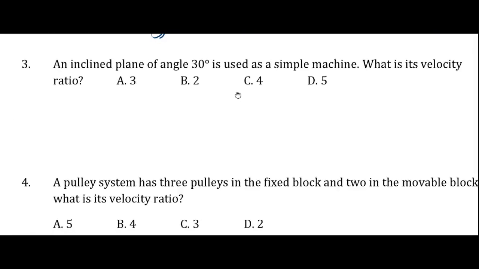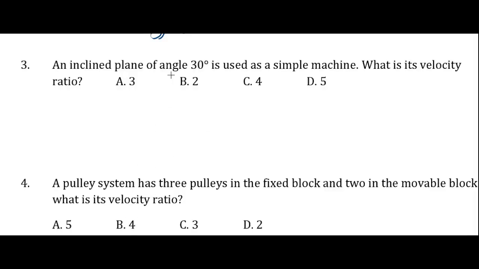Question 3. An inclined plane of angle 30 degree is used as a simple machine. What is its velocity ratio? Don't forget that the velocity ratio of an inclined plane is 1 over sine theta. All right? And sine theta is 1 over 2 or 0.5. Therefore, the velocity ratio is 2. And the answer to this question is option B.